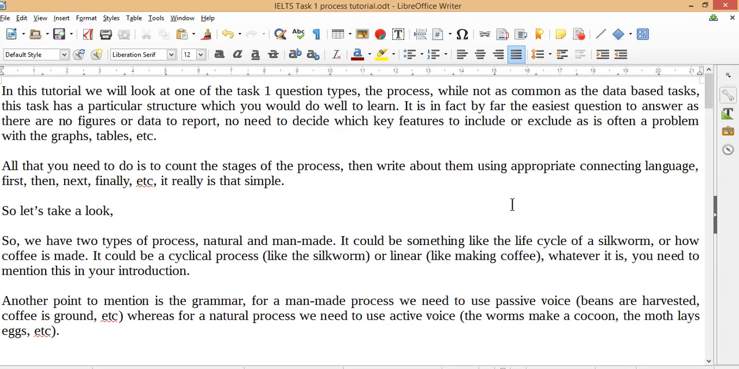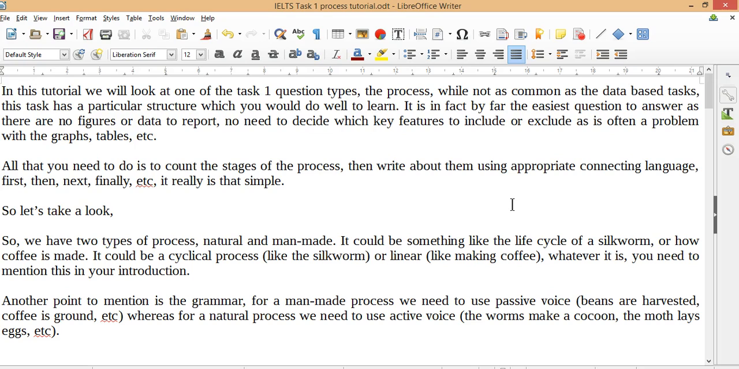So, tutorial for today, we're going to start looking at task one question types. What we'll look at first is the process. It doesn't come up as often. It's not as common as the database kind of reports, the graphs, the charts, the tables. Oh yes, of course, this is the academic part one.